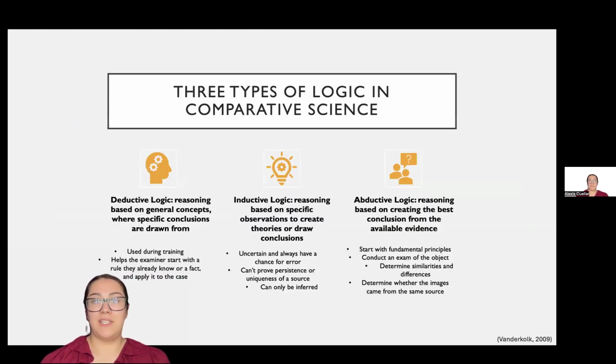It's also going to use three types of logic. So there's three types of logic that are used by forensic experts in comparative science, which is deductive logic, inductive logic, and abductive logic. So these three types of logic are used during examination in comparative science.